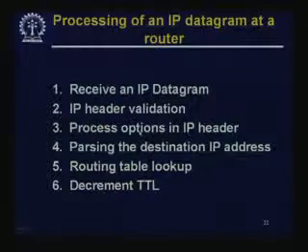So, the IP header has to be validated, whether it is valid or not, or whether there is some error in it. Then if there are some options in the IP header, they have to be processed. Then parse the destination IP address, that means extract the destination IP address from the header. Then we do a routing table lookup, then we decrement the TTL, the time to live. What is this time to live? I will give you just one common example, there may be other variations of it, but we will give you the simplest example.